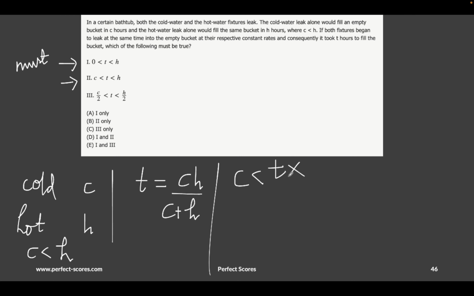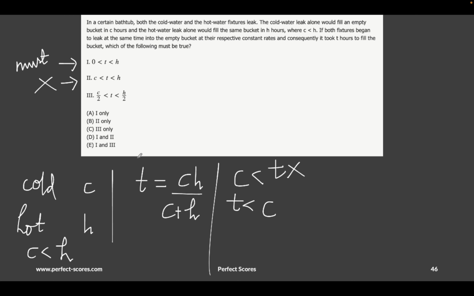Well, this cannot be true, because the cold water leak has to be longer than the total leak. Because if both taps are leaking, it has to take a shorter amount of time than just the cold water leaking. So this cannot be true. Let's talk about the third one.